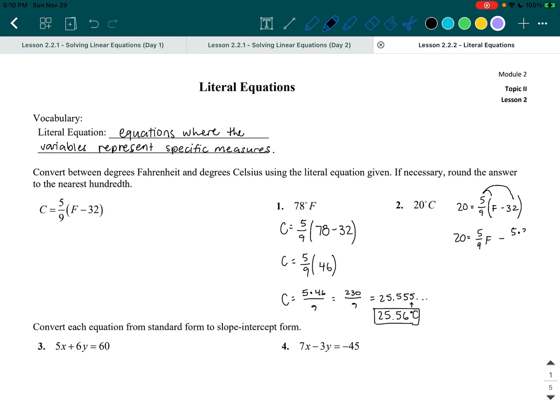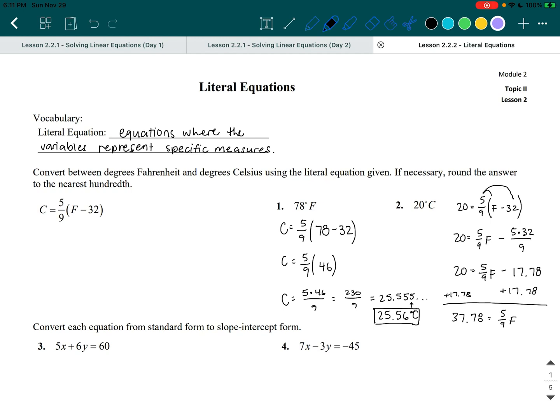So we have 5 times 32 on the top divided by 9. Let's figure out what that is. So I'm going to do 5 times 32 divided by 9, and I got 17.78. I'm rounding it to the nearest hundredth, and then we can add 17.78 to both sides. Get 37.78 is equal to 5/9F.